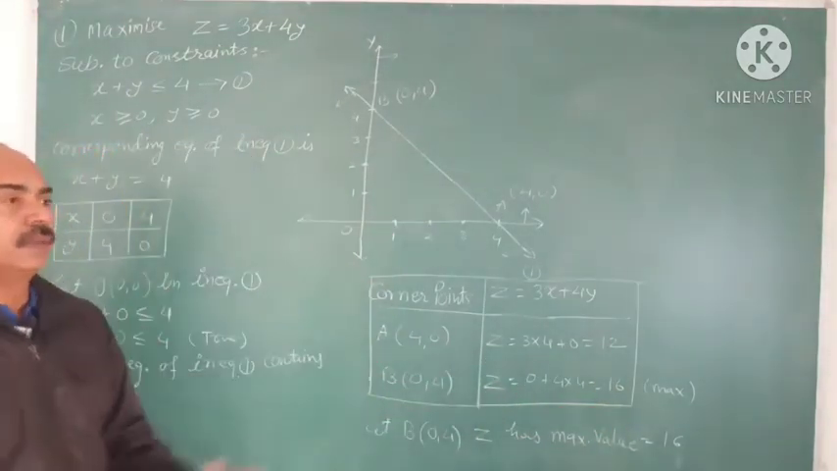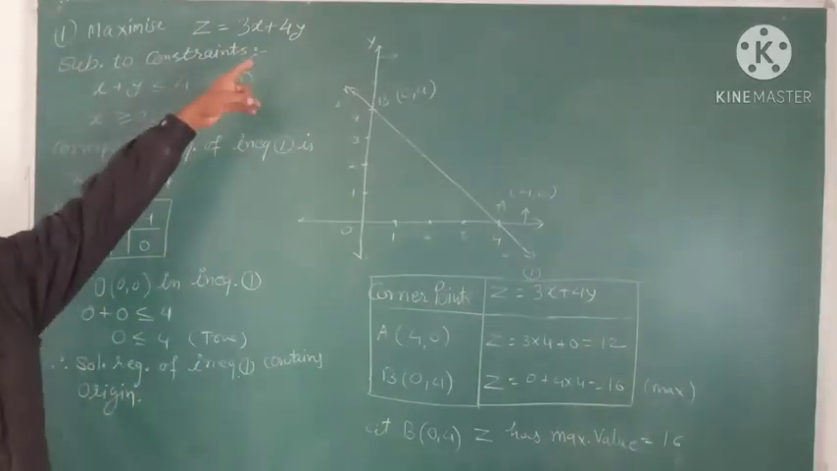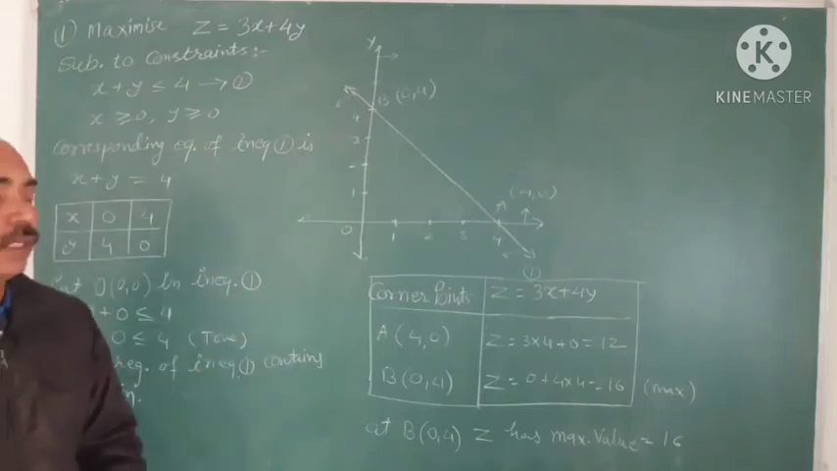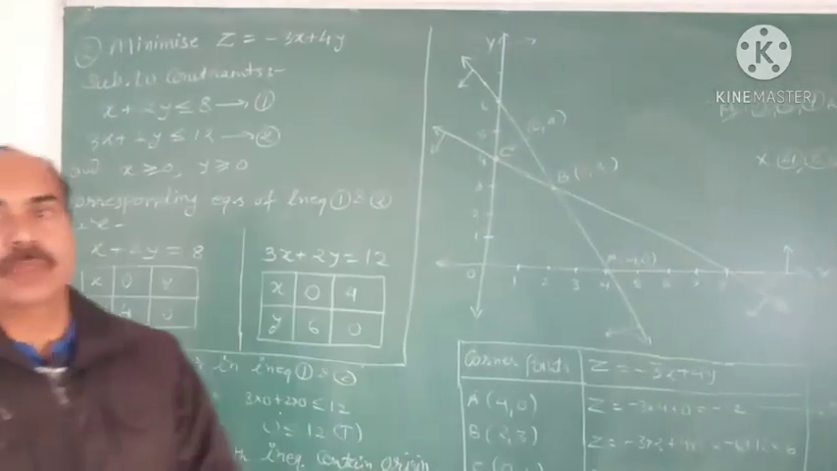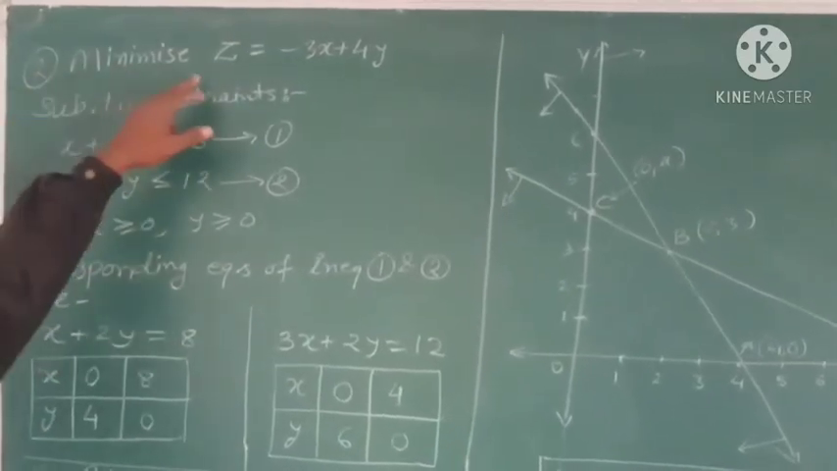So this is the solution, and this is known as the subject to constraints, and this is our objective function. Okay. Next, question number 2. In question number 2, we have to find the minimum value of z.